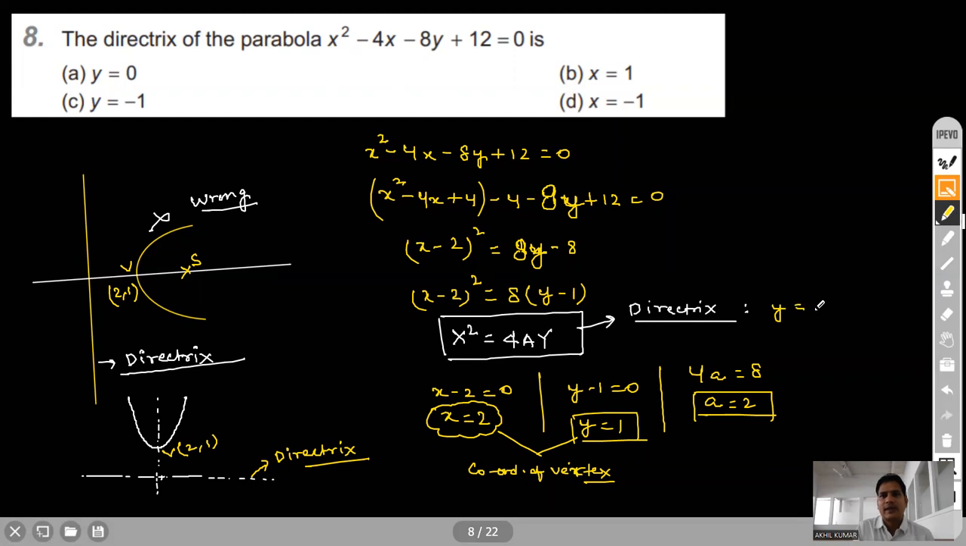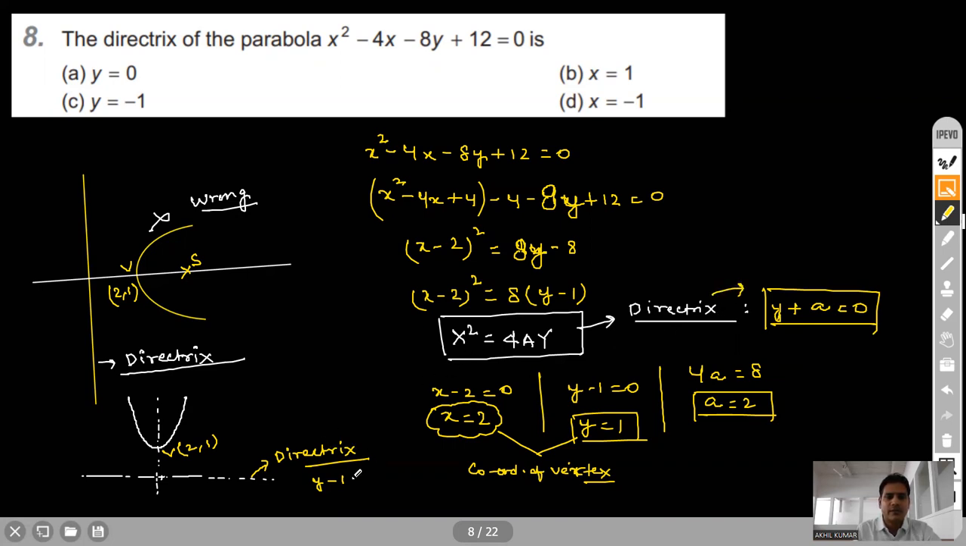It's basically y equal to a, right? Y equal to a, or y minus a equal to 0, right? So what is y in this case? It is y minus 1. Sorry, for this standard parabola, this will be y equal to minus a, or we can say y plus a is equal to 0. This is the directrix for this standard parabola. So let me write it clearly, it will confuse you all. So it will be y plus a equal to 0, the directrix for this standard form.